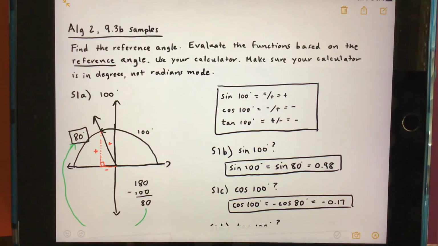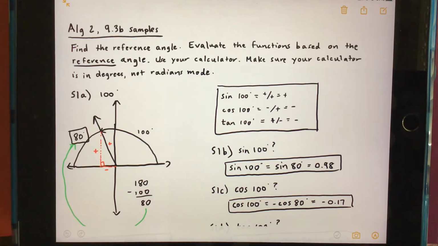Remember, the reference angle will be the angle that's formed with the angle that you're given and the x-axis. So here's our x-axis, and when we come over here to 100 degrees, we realize that there's another 80 degrees we'd have to go to get down to the x-axis. And to find out exactly what the number of degrees is here, we're going to take 180 minus 100 in this case to find out this is 80 degrees.